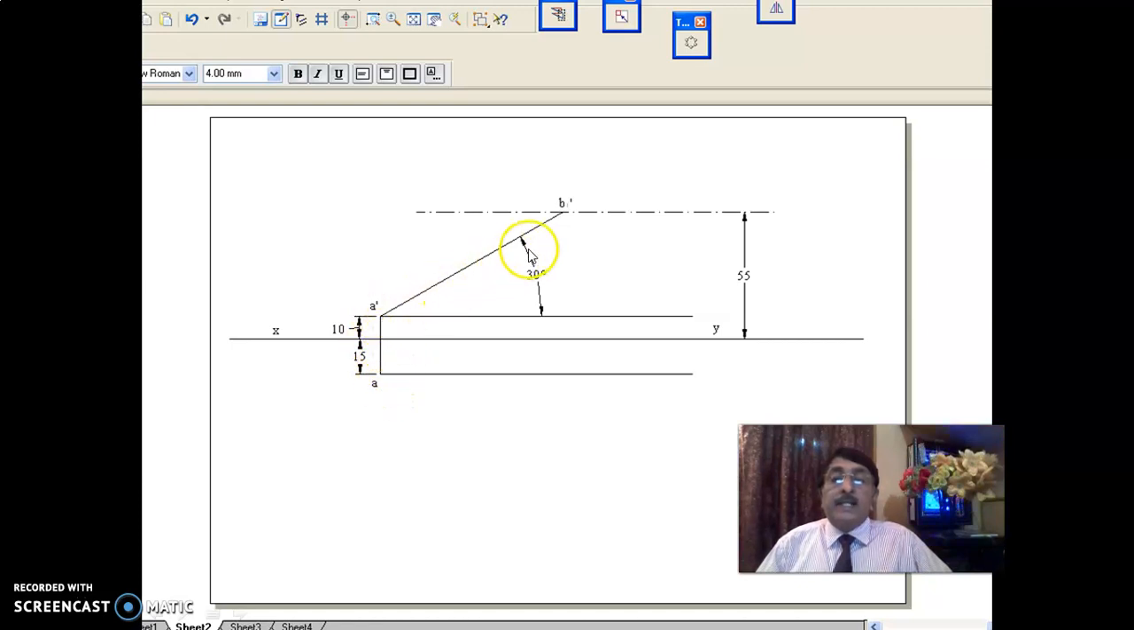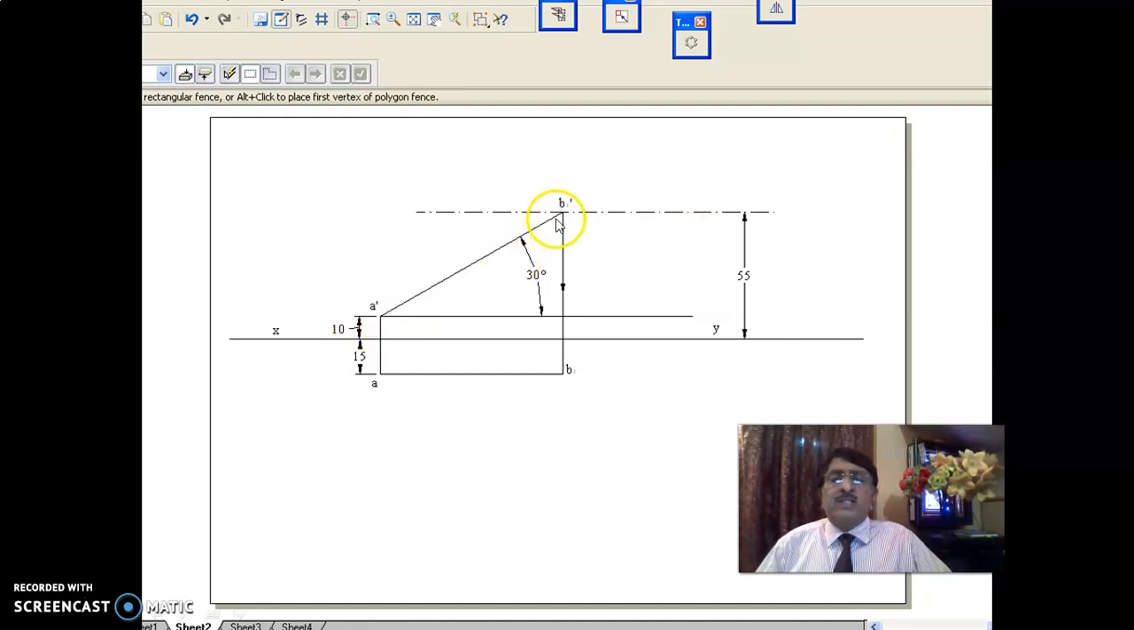The line is inclined at 30 degrees to HP. The true length has not been given, but theta of 30 degrees is given. They have also given the distance of end B above HP, 55 mm, which directly gives the locus. Draw the locus here and draw a line at 30 degrees. Wherever it cuts, that becomes the true length. This is the true inclination, 30 degrees.